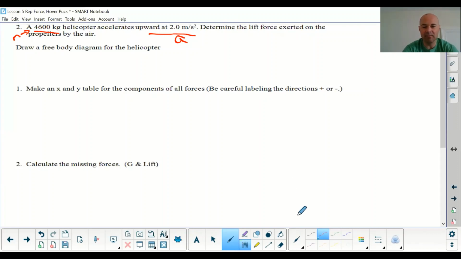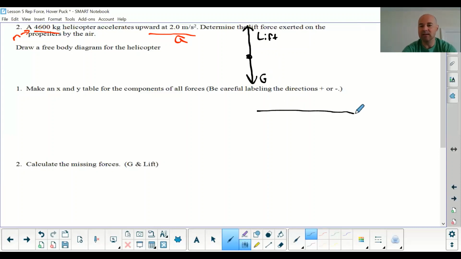Drawing a free body diagram for a helicopter, it's pretty simple. So you got the helicopter here. You got gravity trying to pull down. All right, but the helicopter is actually moving up. So the force going up should be greater than gravity. And I'm just going to call that lift. You could call it push or pull or whatever you want to call it. It doesn't really matter. Applied force is fine. But you have these two forces, but the lift is bigger than the gravity force. So there's my free body diagram.